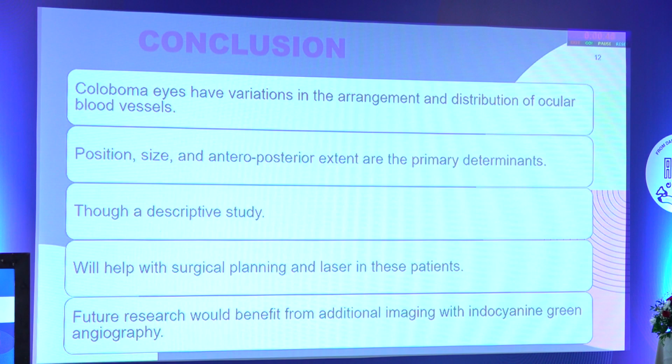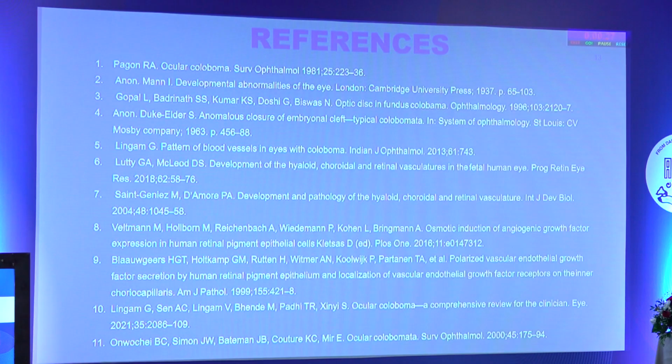So in conclusion, coloboma eyes do have variation in the arrangement and distribution of ocular blood vessels. Position, size, and anterior-posterior extent are the primary determinants of this variation. Though this is a descriptive study, it will help in surgical planning and laser for these patients. But future studies with better ICG will help. These are my references. Thank you.